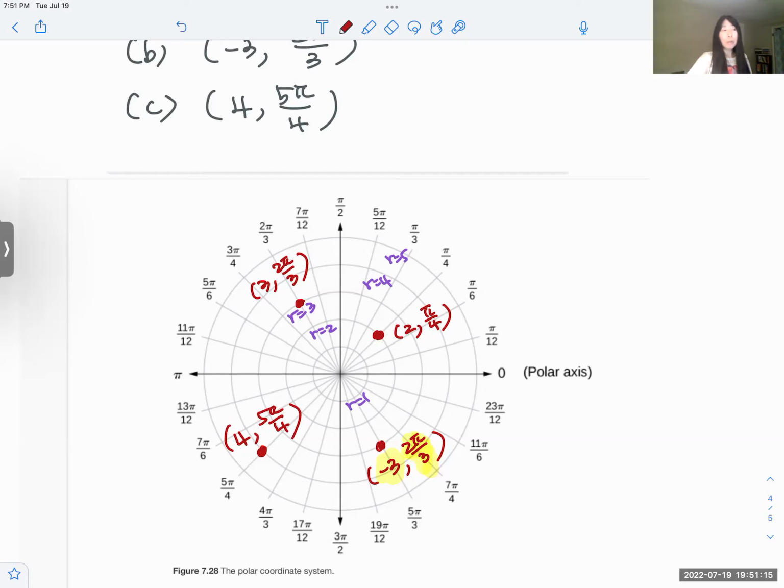And there are more polar curves. Take a look, it's beautiful. And also the equations as well. All right, thank you for coming.